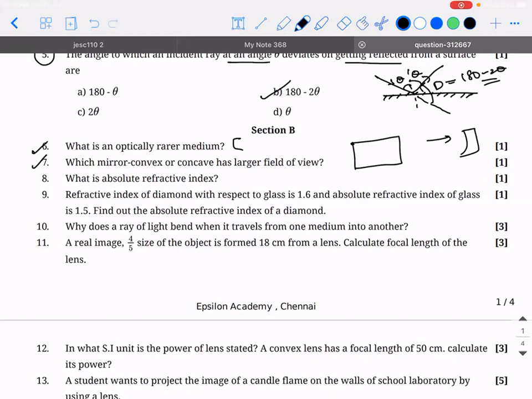Next. Yes, sir. What do you mean by absolute refractive index, guys? What do you mean by absolute? Sir, the ratio of speed of light in vacuum to the speed of light in a given medium. Perfect. So absolute refractive index is speed of light in vacuum divided by the speed of light in a given medium. Speed of light in vacuum is how much? 3 into 10 power 8 meters per second. Okay, that's right.